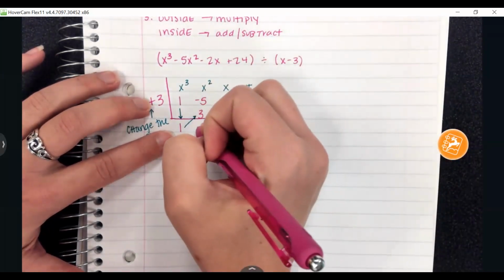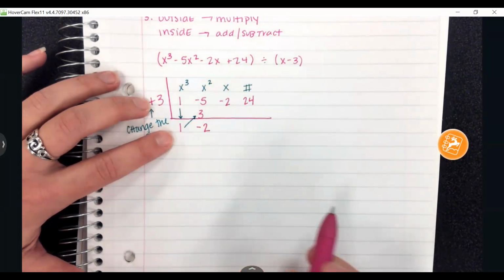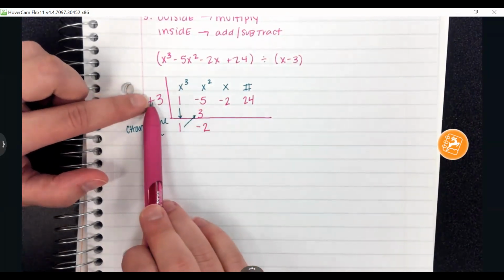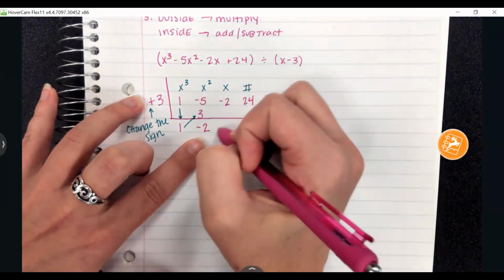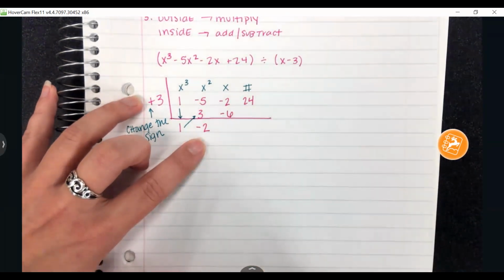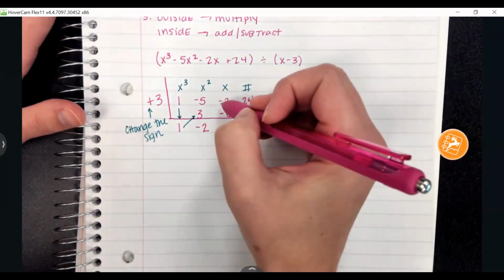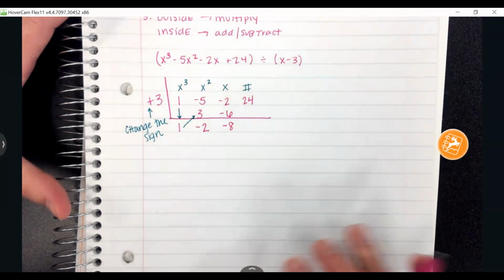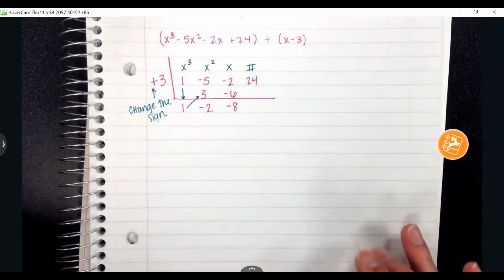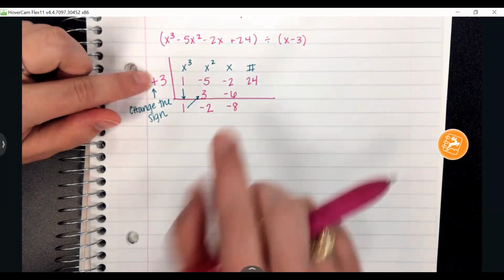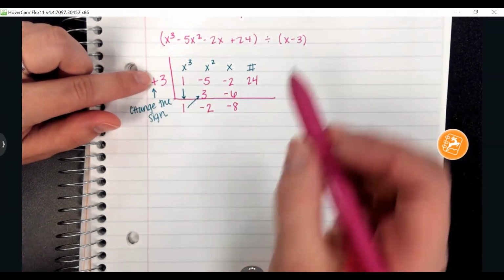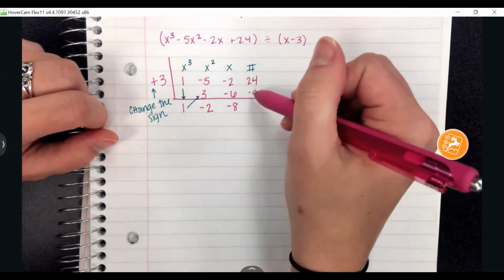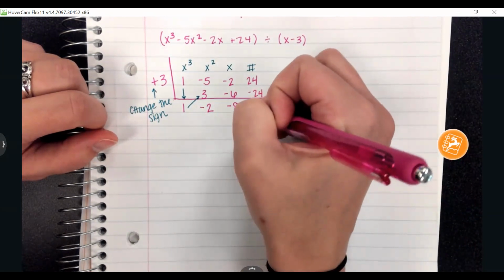-5 plus 3 is -2. And now I have numbers outside, so I'm going to multiply. 3 times -2 is -6. -2 minus 6 is -8. You see what we're doing? Outside, inside, outside, inside. Now I'm outside. So 3 times -8 is -24. And 24 minus 24 is 0.